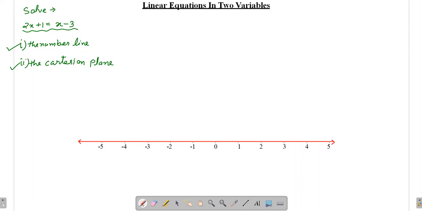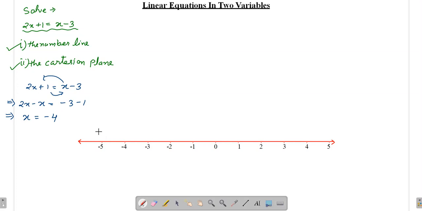So firstly, we'll try to do it on the number line. So we'll simply solve it. The solution will be like this. We all know that it's quite simple. We'll shift the variable to one side and constants to the other side. So it gives us 2x minus x equals minus 3. Plus 1 will come to this side and becomes minus 1. So 2x minus x becomes x equals minus 4. So that's what the solution of the equation is.